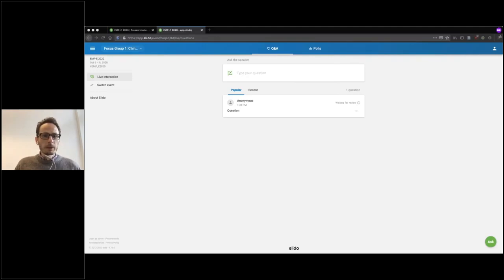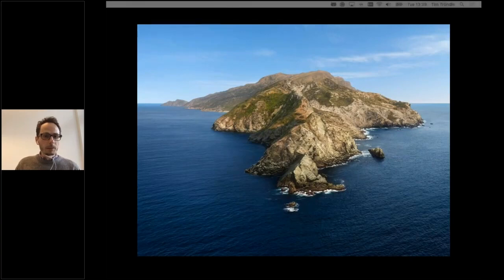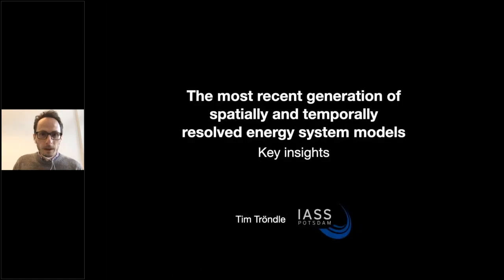And let me introduce our first speaker, Tim Trendle. Tim is a researcher at the Institute for Advanced Sustainability Studies in Potsdam, where he analyzes European energy policy, in particular the implications and trade-offs of different possible pathways to a fully decarbonized energy supply. And to do that, he uses energy system models with high-resolution data on renewables. So to start us off, Tim is going to talk about some recent insights from this type of modeling and some opportunities for further expanding it. Tim, the floor is yours.